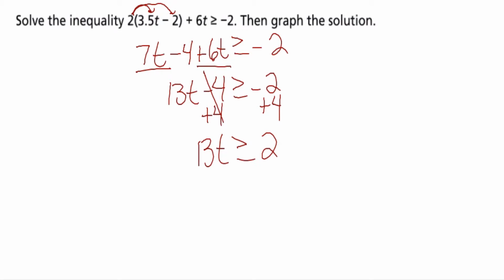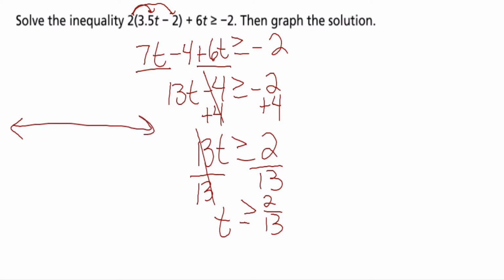Now we have to undo multiplication and division, and that 13 and the t is connected through multiplication. So the inverse is division. So therefore I have to divide 13 on both sides. This simplifies to 1, and we're left with t is greater than or equal to 2 over 13. That is the final answer, and we don't have to flip the inequality because we did not multiply or divide by a negative number. Now I have to graph.